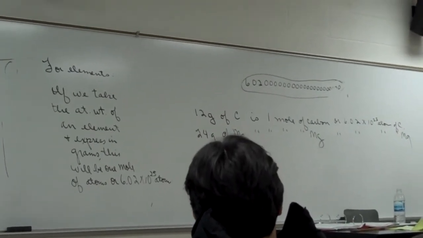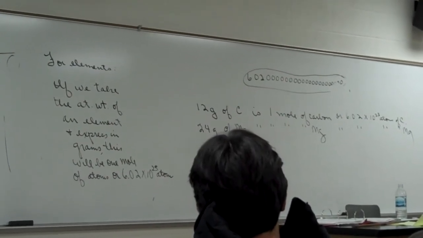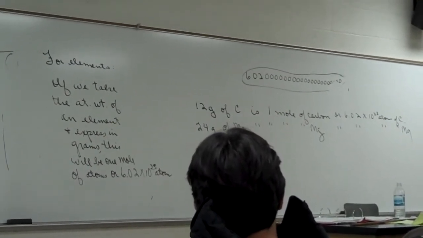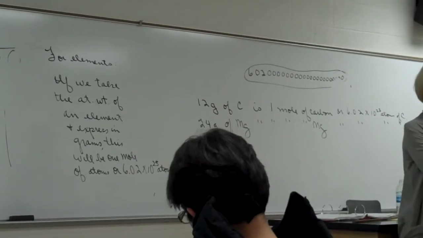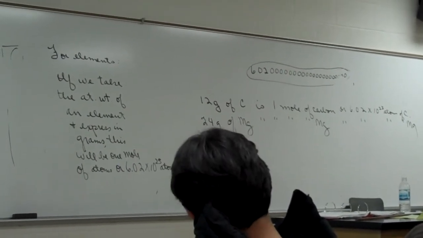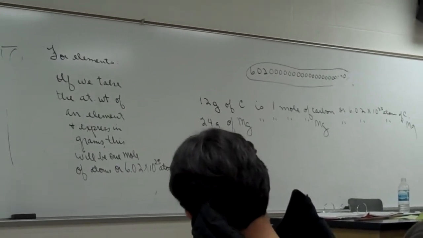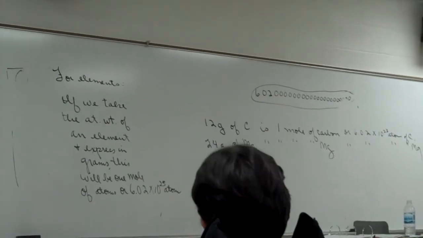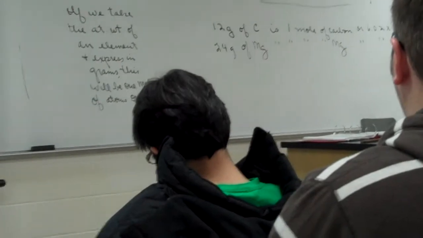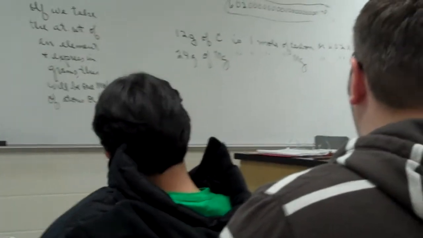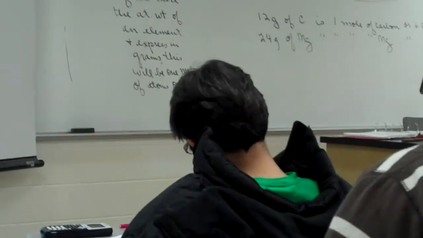Okay. Now, here's 1 atom of carbon, and it weighs 12. Here's 1 atom of magnesium, and it weighs 24. Each one weighs twice as much. So if I want to have the same number of atoms, 6.02 times 10 to the 23rd, I can have twice as many grams of the magnesium.